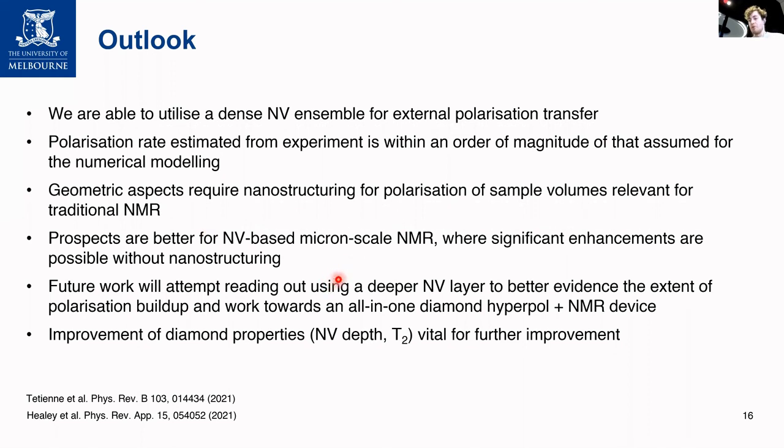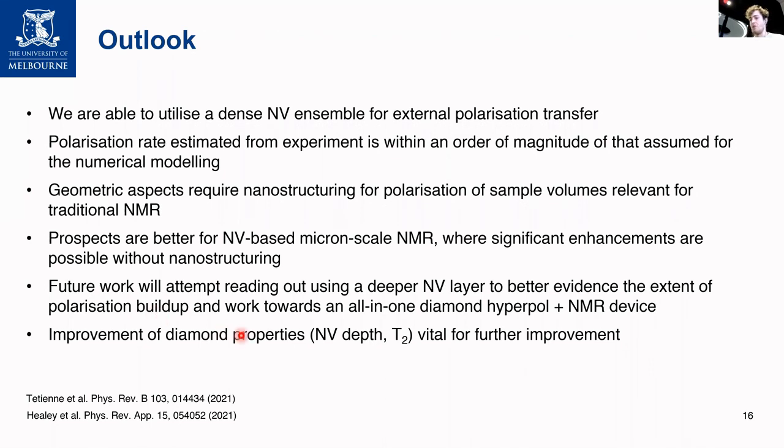For future work, we want to move towards implementing this all-in-one diamond hyperpolarization plus NMR spectrometer. Not least because it will allow us to actually probe the full extent of the polarization buildup that we're creating, and improve on that measurement that I had on the previous slide. And the last thing that's really clear from the work we've done is that, of course, we're going to want to increase the polarization rate that we're producing.